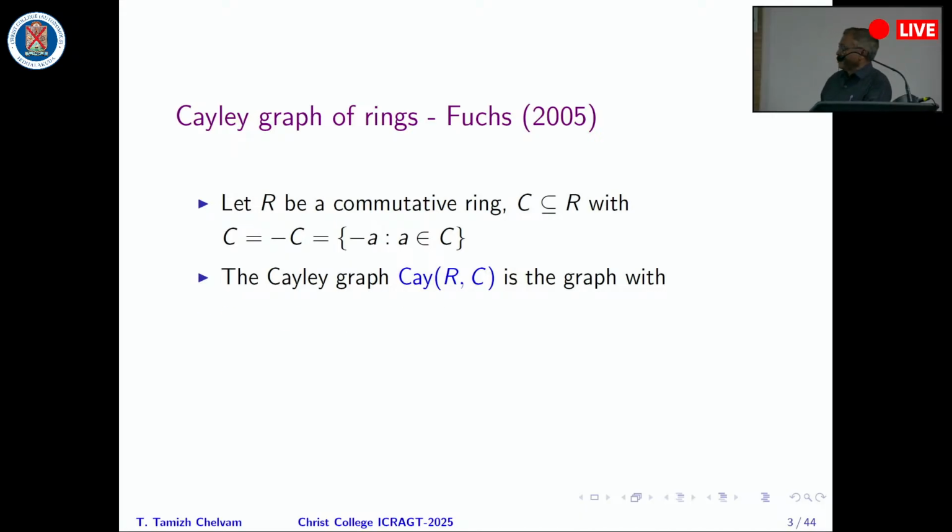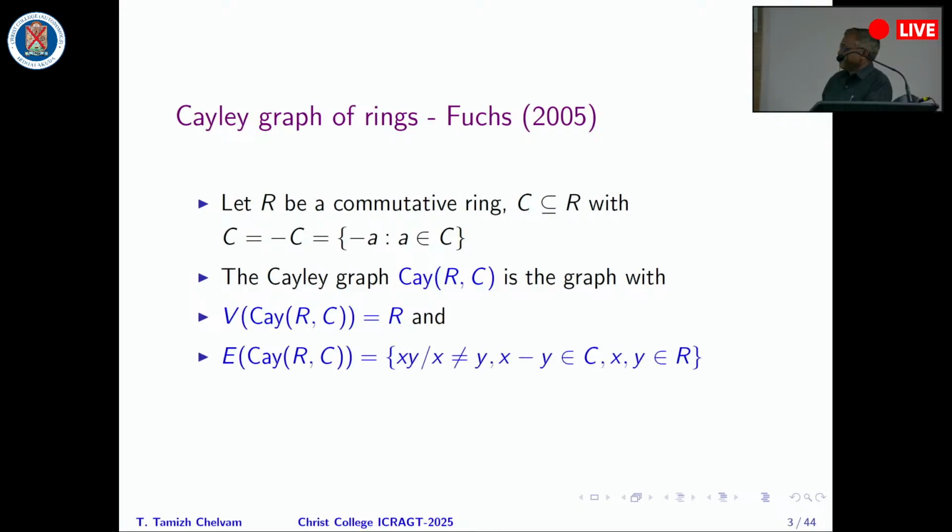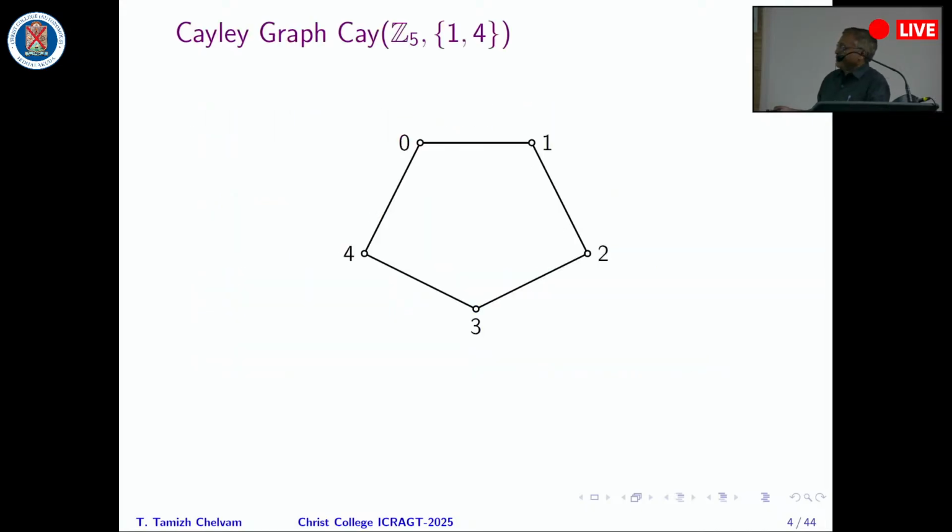It is nothing but the vertex set is R, and the edge set is x and y. They are distinct, and they are joined by an edge provided x minus y is in C. The difference of x and y is in C, and literally it is nothing but y is equal to x plus c, the same as y is equal to xa. So this was introduced in 2005 and it has been studied.